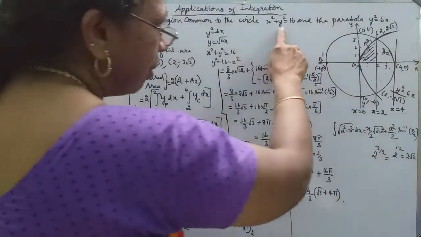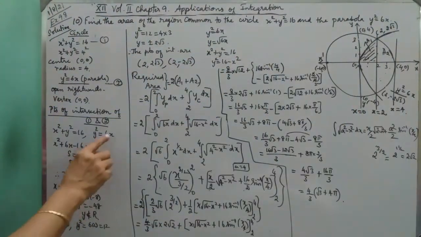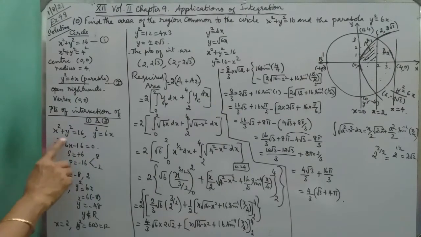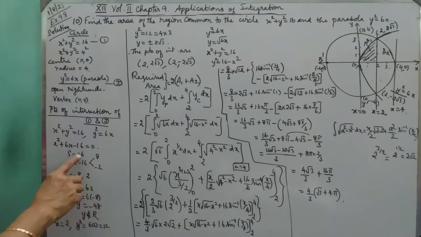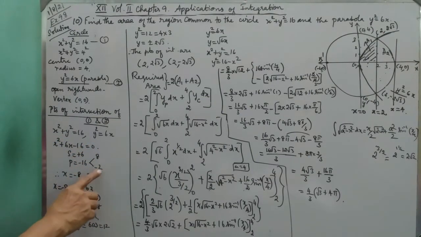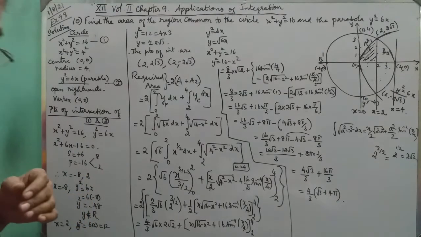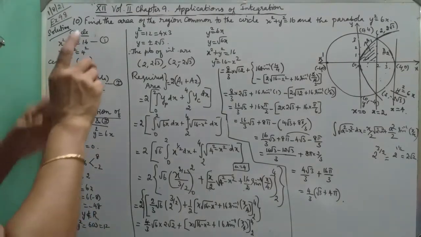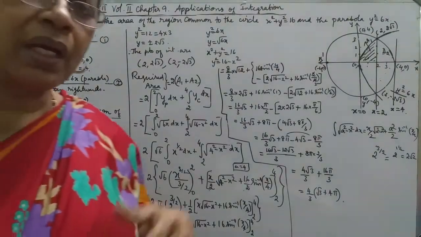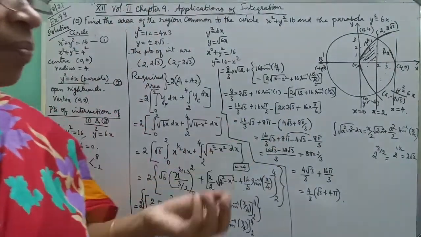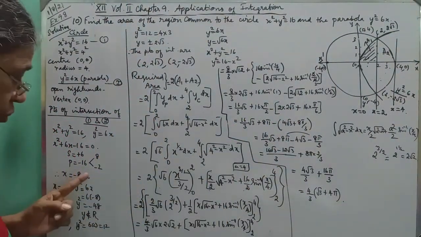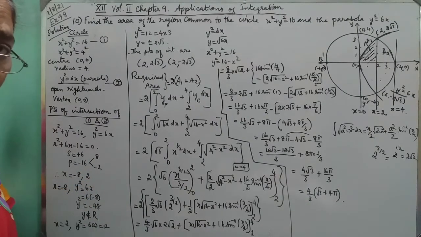Here also we have y square, here also we have y square. So let us substitute 6x here. So we are having a quadratic equation. So sum and product I have written. So I am getting the two values. So we may think that the circle as well as the parabola are cutting at 2 points in such a way that they have minus 8 and 2 as their abscissa. But it is not the case.